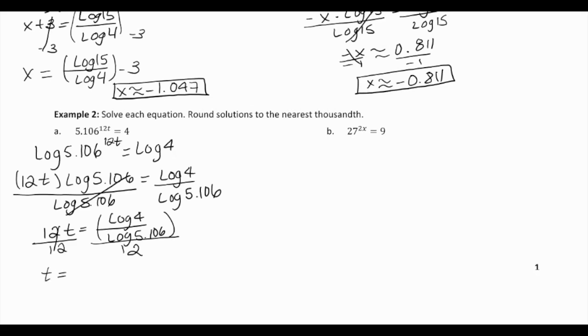So t equals log of 4 over log of 5.106 divided by 12. And once we plug that into our calculator, t is approximately 0.071.